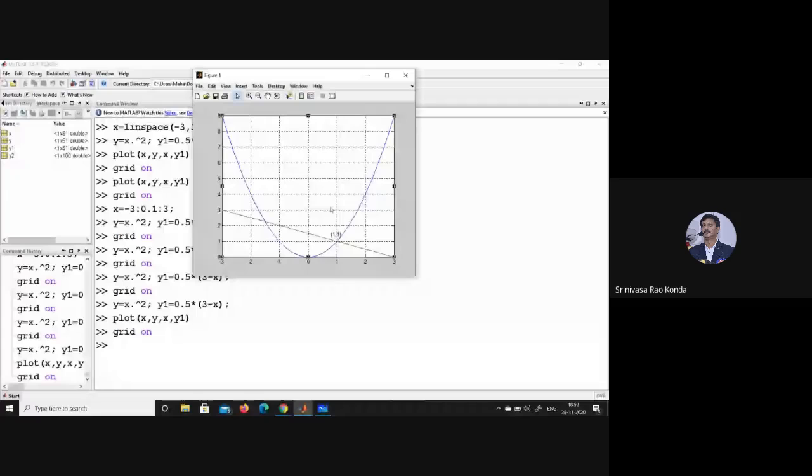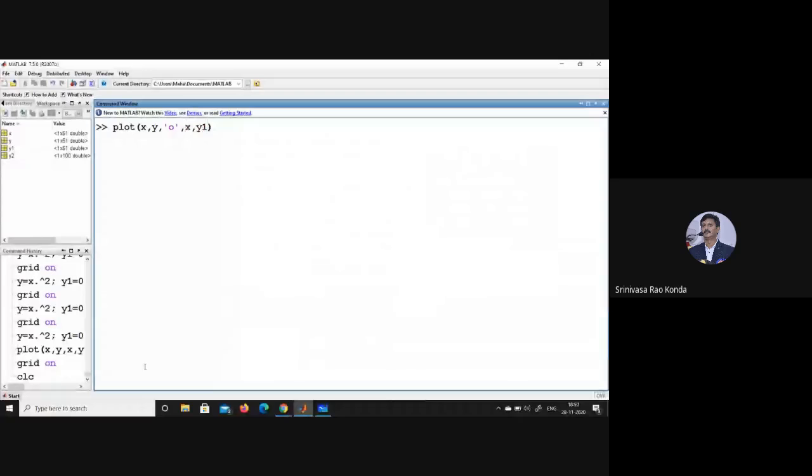Okay, now I'm going to take one more curve. You see this one. Not only this one, we already have. We can give different options for different curves. We can give different markers also. Markers also we can. These are options. Okay, all these things we can do.